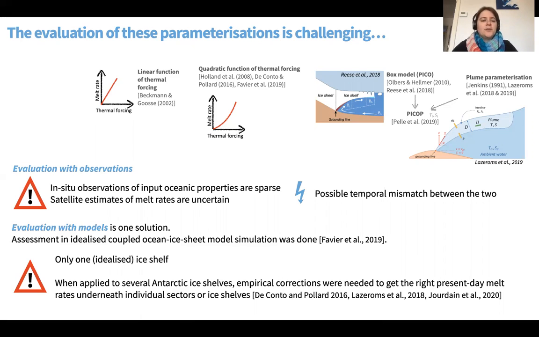Instead, one can use models. For example, an assessment has been done in an idealized coupled ocean ice sheet model simulation in 2019, but they only used one idealized ice shelf. And when the recommendations were applied to several Antarctic ice shelves, empirical corrections were needed to get the right present-day melt rates under these individual ice shelves.